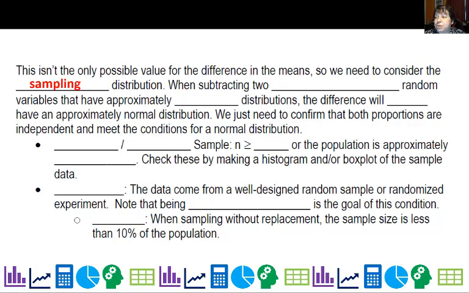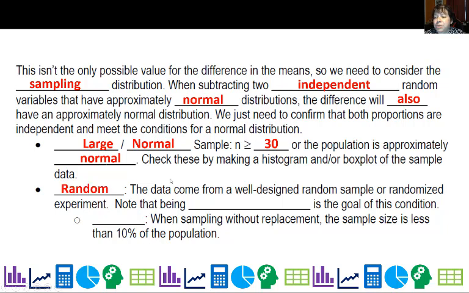Now, remember, you've seen this before, so we need to consider the sampling distribution. When subtracting two independent random variables that have approximately normal distributions, the difference will also have a normal distribution, or approximately normal. So these are the conditions, again, the same ones. The large normal: the sample size is greater than or equal to 30. Luckily, if we have more than 30 in our sample, even if the original population is not normal, the distribution of means will be approximately normal.